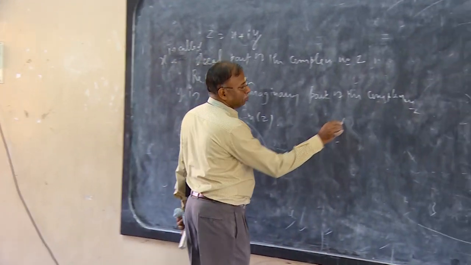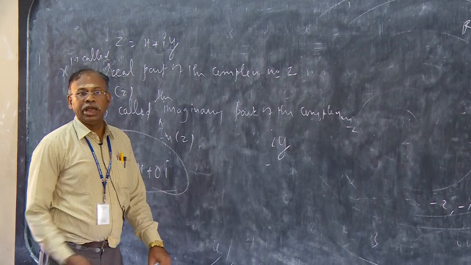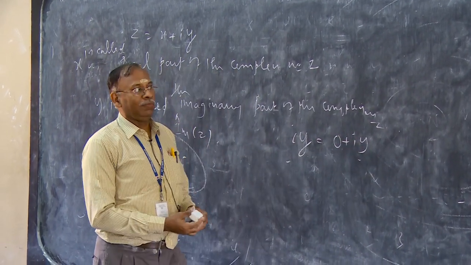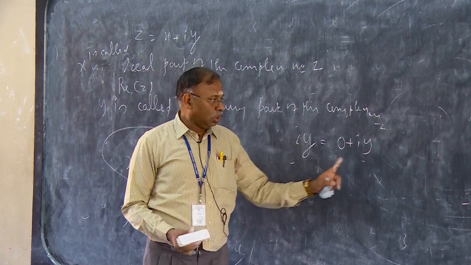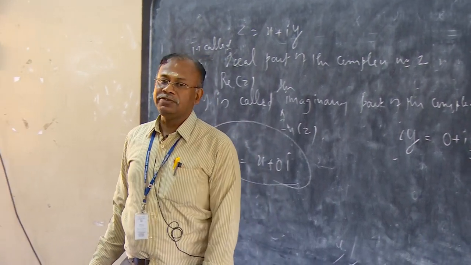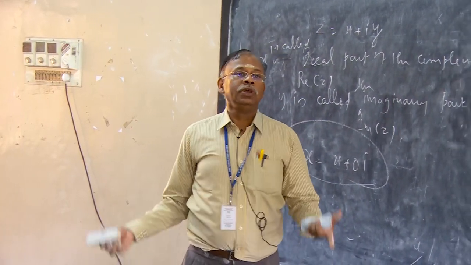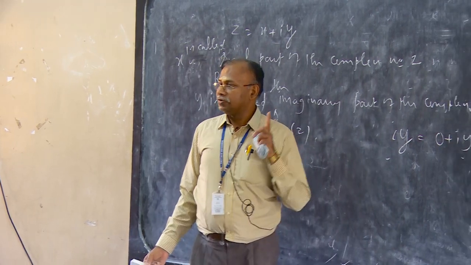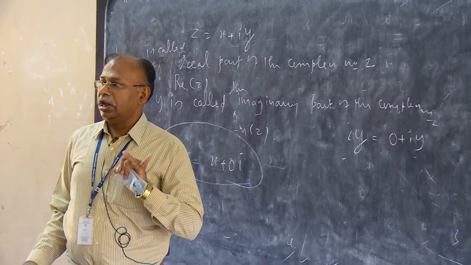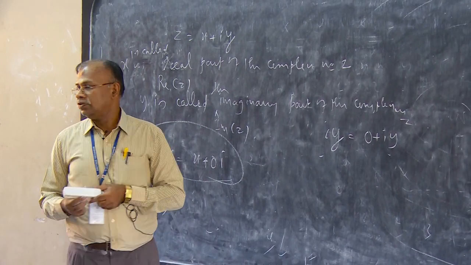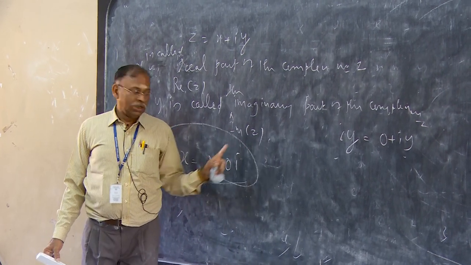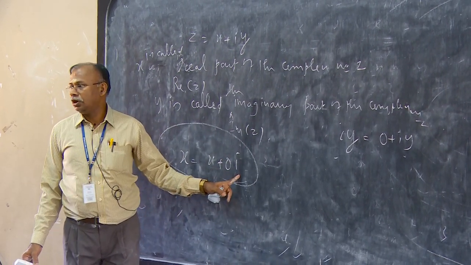Okay, I can think about a number of the form IY. It is equivalent to 0 plus IY, whose real part is 0. If I imagine a complex number whose real part is 0, such complex numbers are called purely imaginary complex numbers. And of course, 0 is also a complex number, which is written in the form 0 plus 0i, whose real part is 0 as well as imaginary part is 0. 0 is also a complex number. Every real number is also a complex number, which is written of the form X plus 0i.